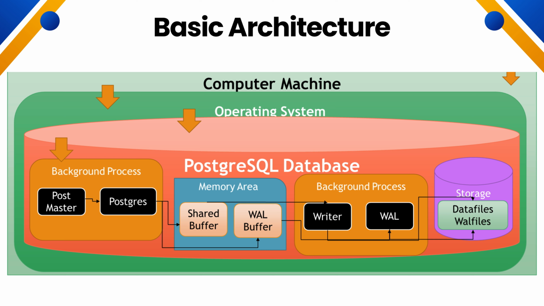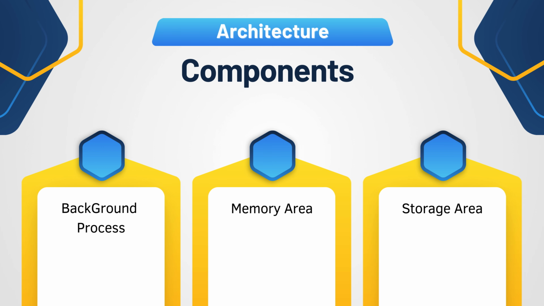When we start the services of PostgreSQL database, three major components of PostgreSQL database will work together. So let's discuss each component in detail. So these are the major components of PostgreSQL database. First one is the background process, second one is the memory area, and the last one is the storage area.